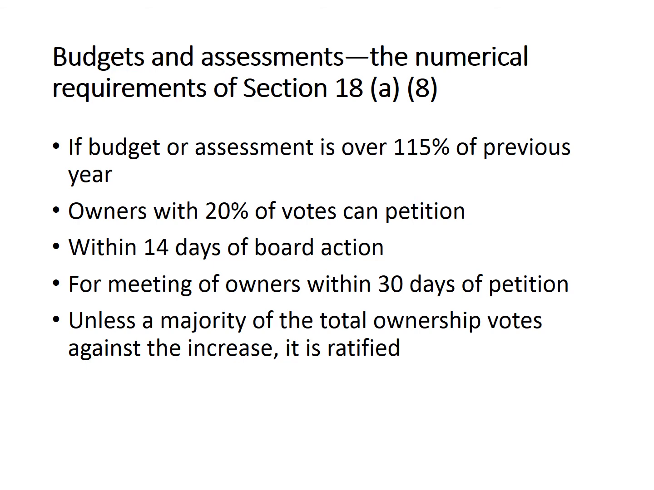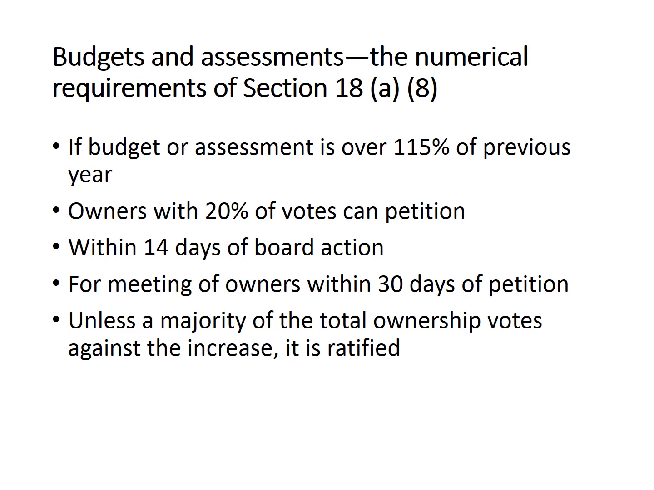All right, if that happens, then 20% of the unit ownership can petition. They have 14 days to do the petition. They petition for a meeting of the owners, which must take place within 30 days of the petition. Well, at that meeting, if a majority of the total ownership votes, not those who show up, of all ownership votes, more than 50% of the ownership, can vote against the increase. If they vote against the increase, then it's canceled. But if you have a situation where you get 49.8% of the total ownership, then the board's action in raising the assessments is ratified.